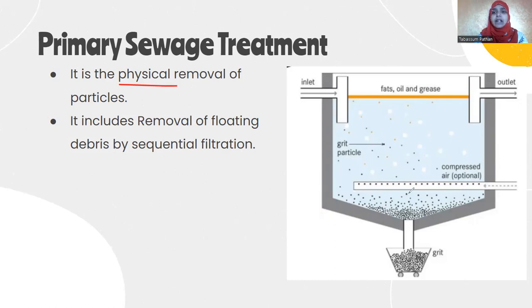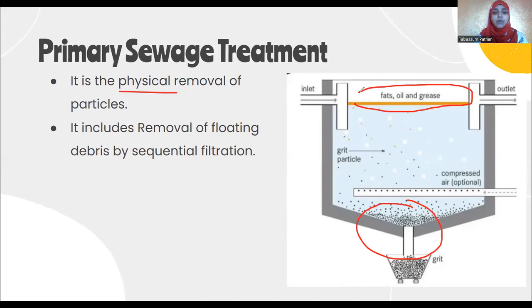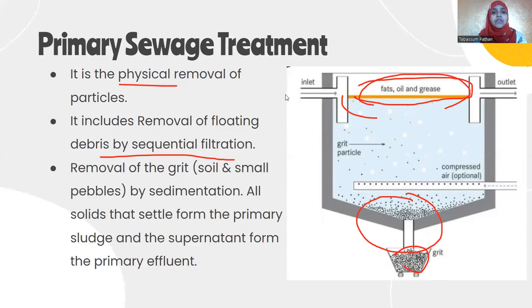Lightweight waste material like plastics or oil or grease or fats, all these substances will float on the top. So the waste is removed from the top, and the waste which has collected at the bottom is also removed. You want only the water to go for further treatment. Before that, in the primary step, all this debris, sand, stone, everything is removed. This grit can be soil and small pebbles.